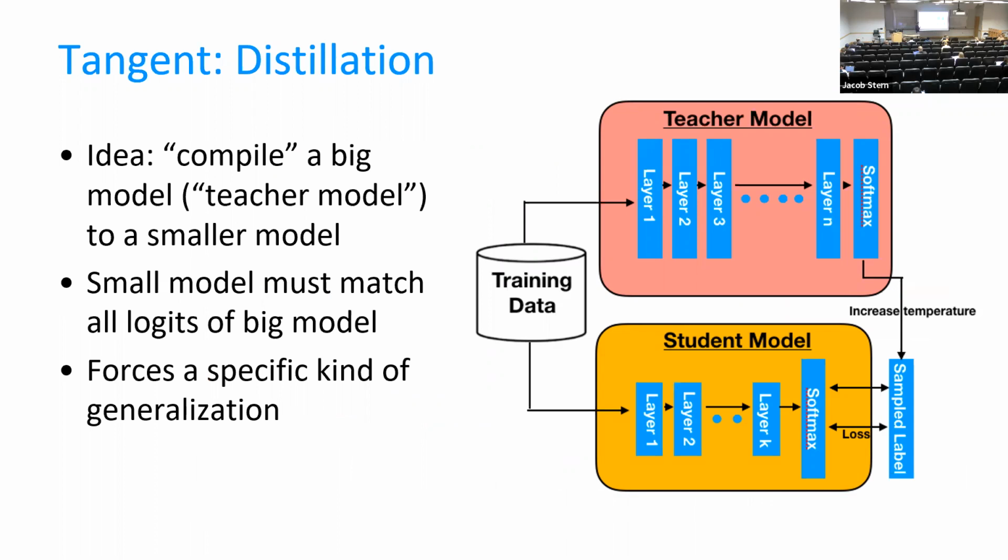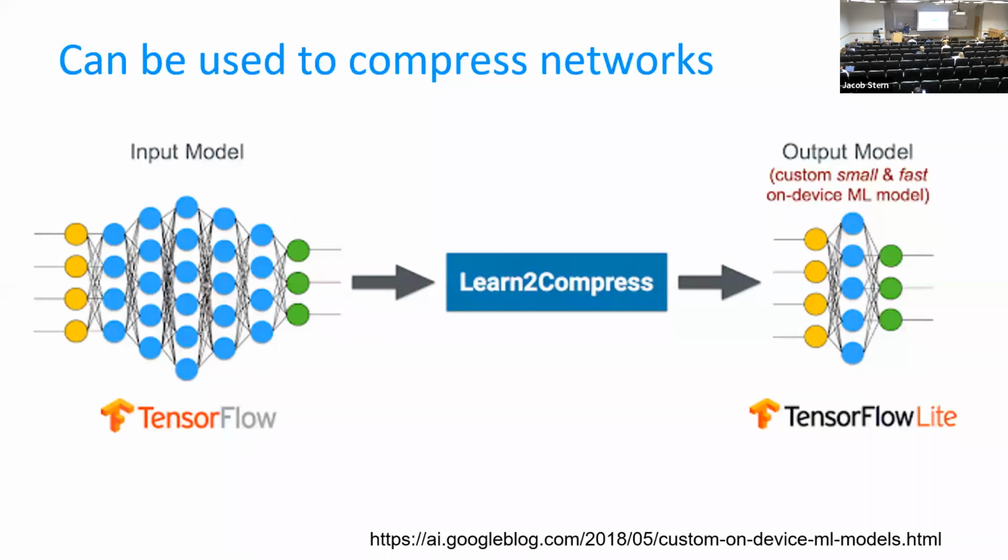Basically, the idea is that you train a teacher model that's large and a student model that's small, and you want to train the student model to replicate the teacher model. Usually this is used for trying to make neural networks smaller so that they can run on your cell phone, for example. And we will link it to adversarial examples in a second.